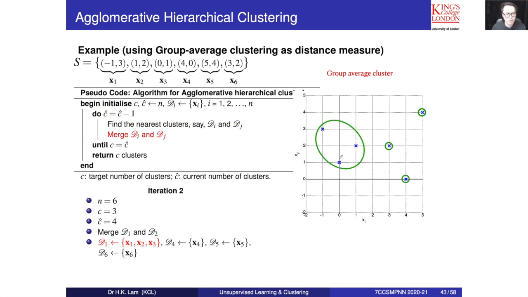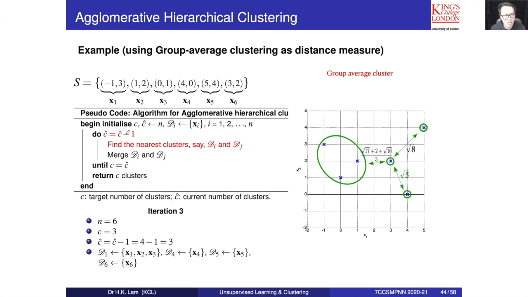Okay, so after merging, we have 4 clusters in this diagram. The first cluster is x1, 2, 3. Then x4 is just one single point, and 5 and 6 are another 2 single points as well. Now the number of clusters is 4. It is not 3, so we go back to the top. That is the last step, because this step will merge another 2 clusters, and the number of clusters will be reduced to 3.